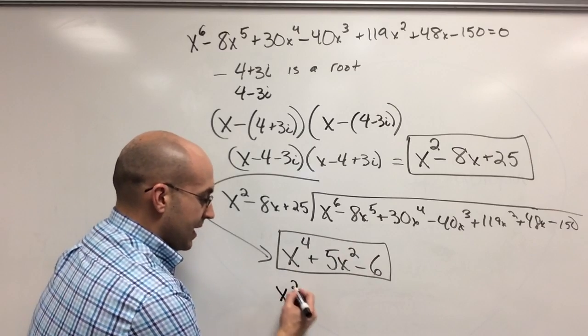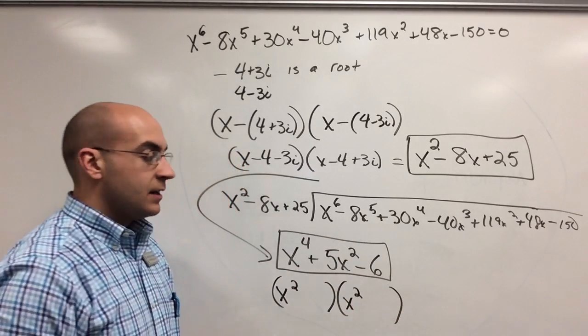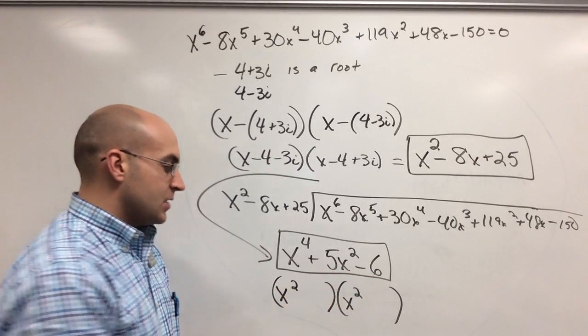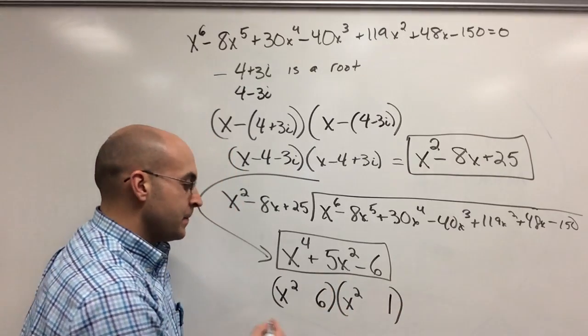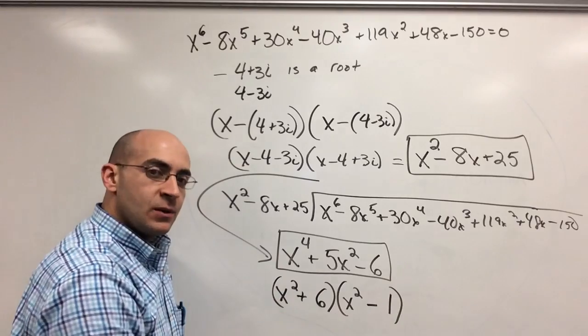I know that it has to be x squared, and I know that it has to be an x squared there. Now I know that I have to find factors of negative 6 that will add to give me 5. So I know one has to be 6 and the other has to be 1, because 6 minus 1 will give me 5. So this has to be a plus and this has to be a minus. I'm going to set both of these equal to 0.